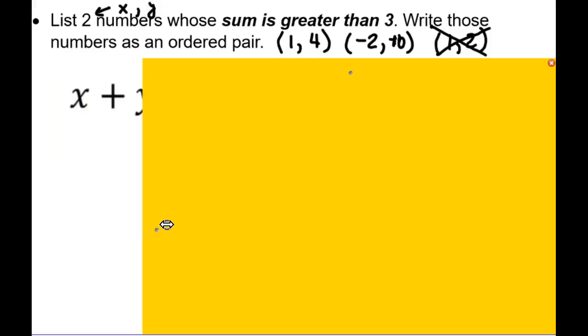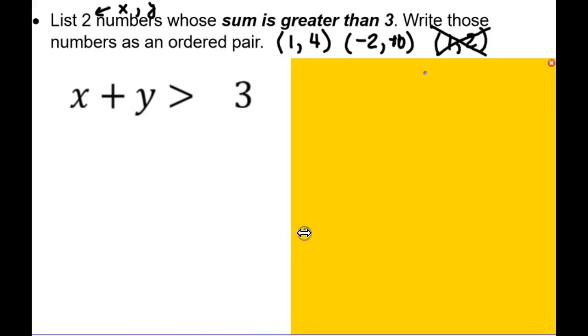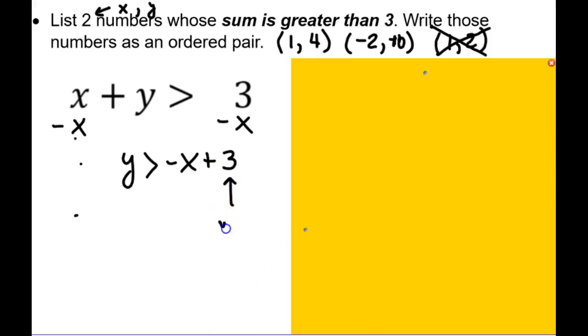And now that you've taken a look at that, here's what I came up with. I came up with x plus y is greater than positive 3. And just like we've been doing before, when we want to graph this, we want to get it into slope-intercept form, which means I want to get y by itself. So I'm going to subtract x from both sides, giving me y is greater than negative x plus 3. And once I have that, now I know my y-intercept is going to be positive 3. My slope is going to end up being negative 1.